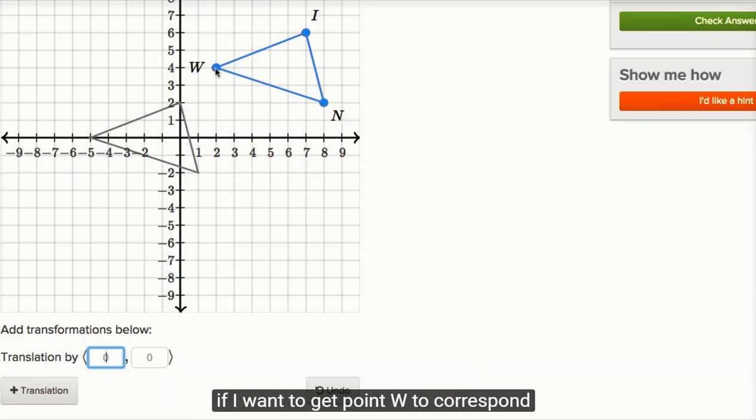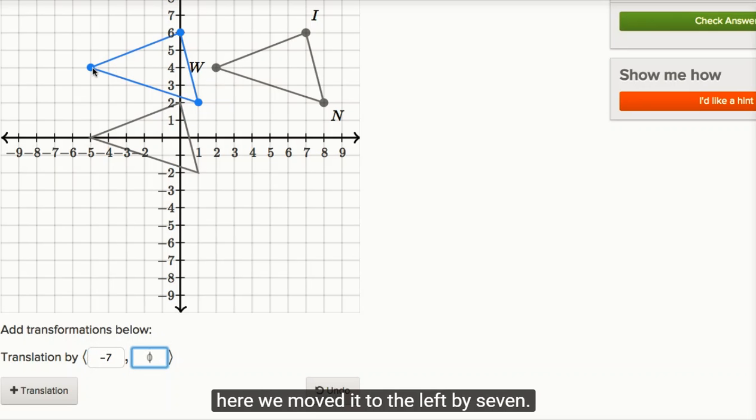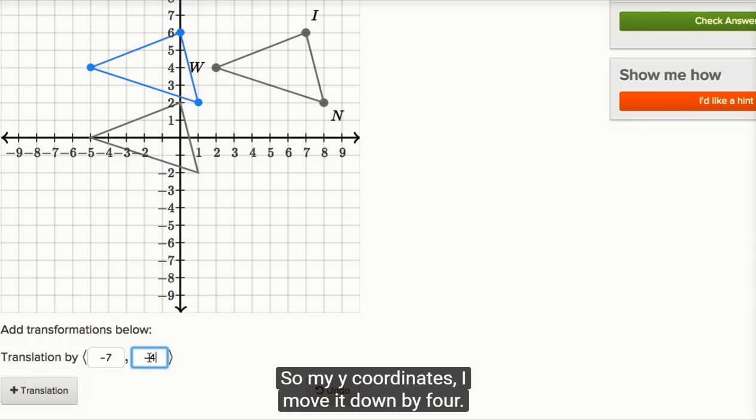how much do we translate the y coordinates. Let's see, if I want to get point W to correspond to this point right over there, which it seems like it should, I would have to go from x equals 2 to x equals -5. So my x would have to decrease by 7. So let me type that in, -7. And then, on the y side, by just typing in -7 here, we've moved it to the left by 7. And now in the y axis, I need to move it down by, let's see, 1, 2, 3, 4. So my y coordinates, I need to move it down by 4.